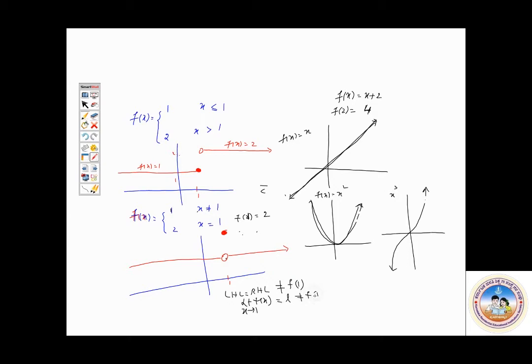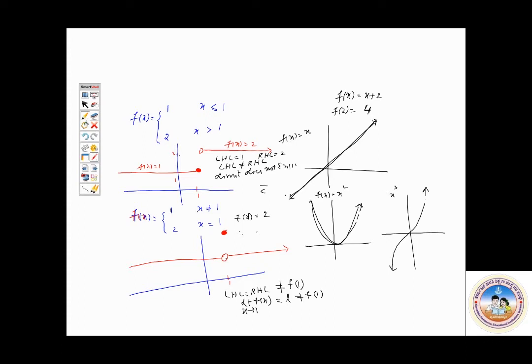Or the case here, LHL is 1, RHL is 2. That means LHL is not equal to RHL. That means the limit does not exist. These are the two cases you have identified. Limit does not exist, then the function is discontinuous. Limit exists but is not equal to the functional value, then we say that the function is discontinuous.